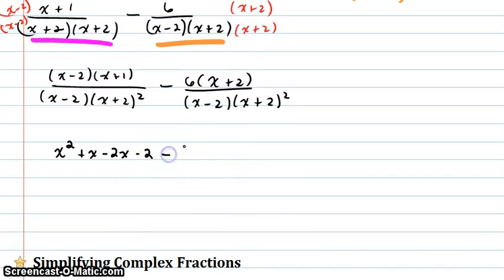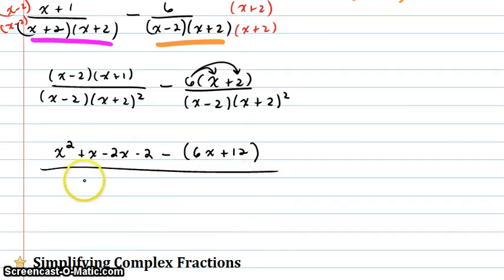From that, we're going to subtract the quantity 6 times x plus 2. So go ahead and think about distributing that. You can do that in this step now if you want. So that's 6x plus 12. And instead of writing a bracket here, I'm going to write a parentheses. Okay, and then we keep our denominator, so that is x minus 2 times x plus 2 squared.